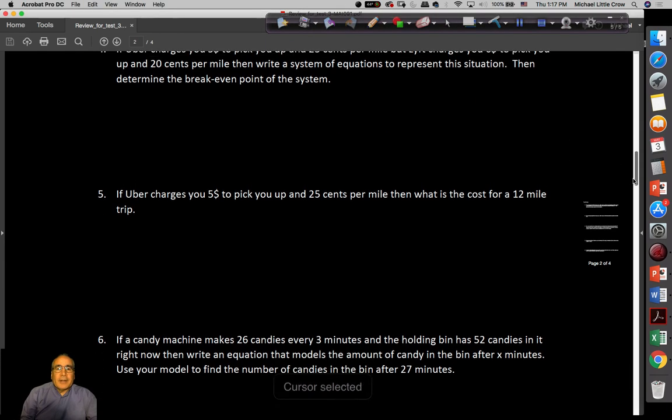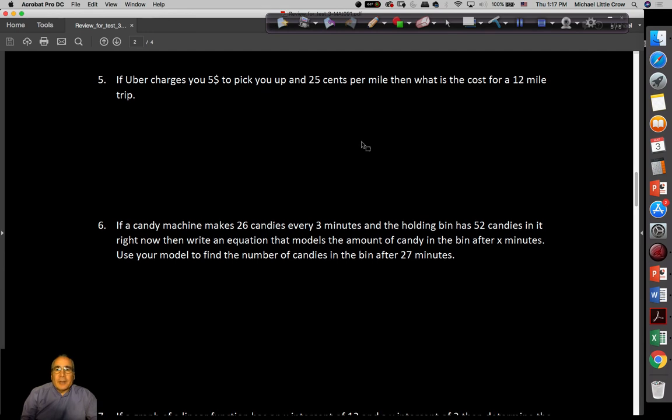Let's give ourselves a little bit more room. I'm going to move 5 up. So this is a similar type problem, and actually we've already got most of it set up. Uber charges you 5 dollars plus 0.25 per mile. What is the cost for a 12-mile trip? So as we saw before, y equals 5 plus 0.25x.